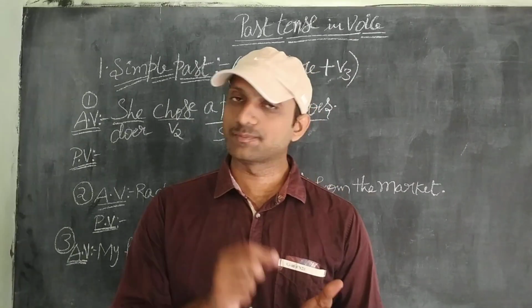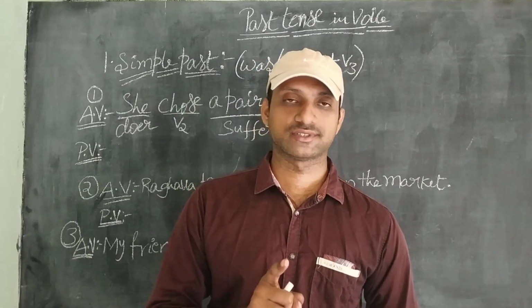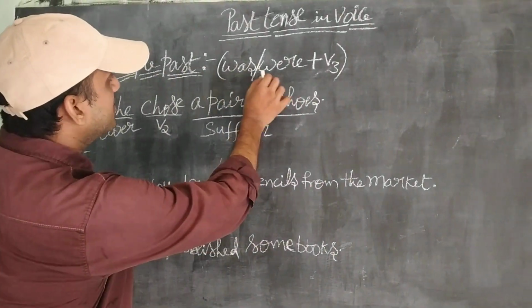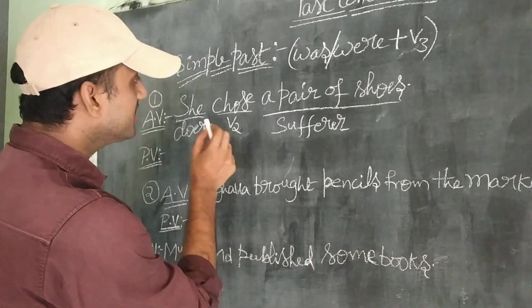While I am saying rules, please make a note if possible. These are very helpful to you in exams. Now, in simple past, was or were plus V3 is the rule. Let us see the example.